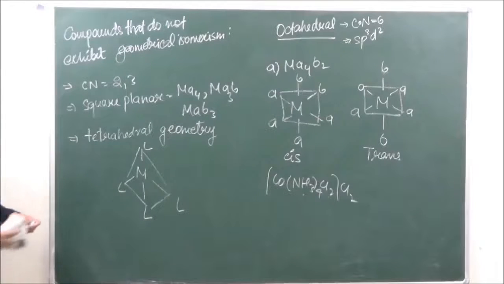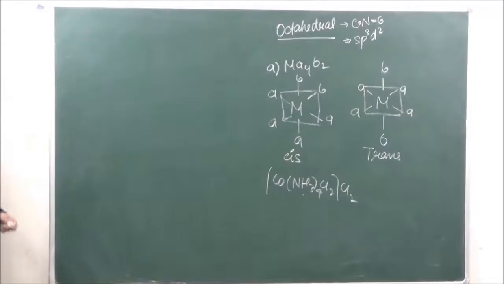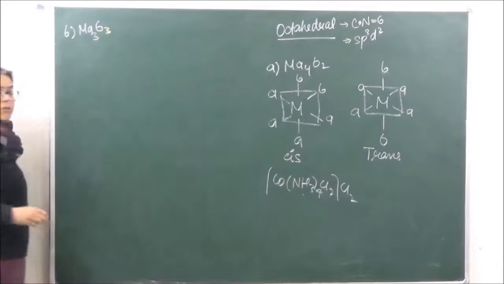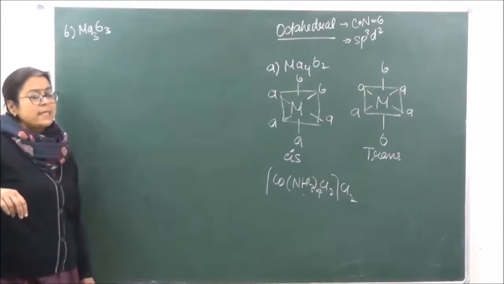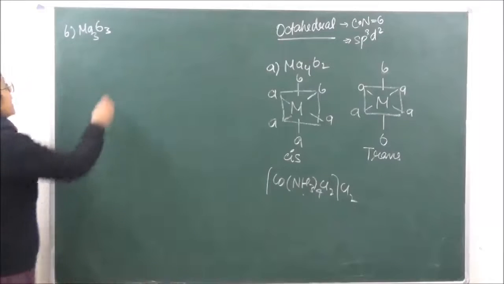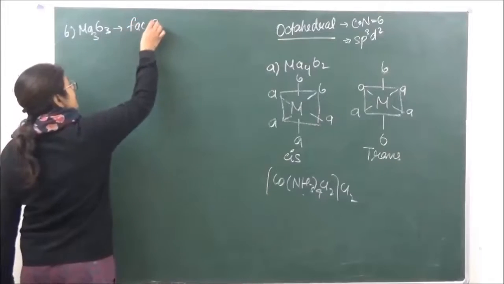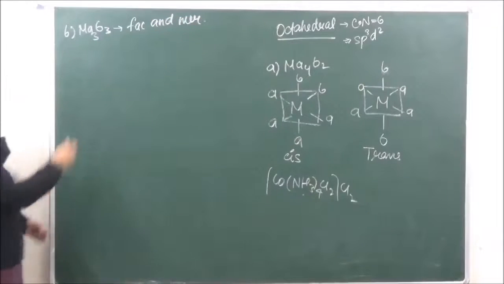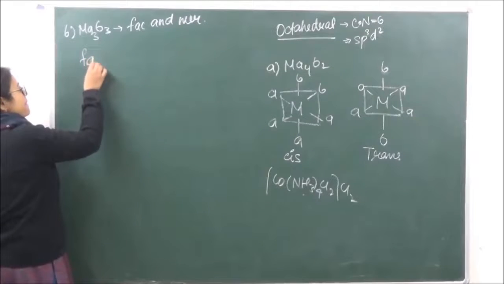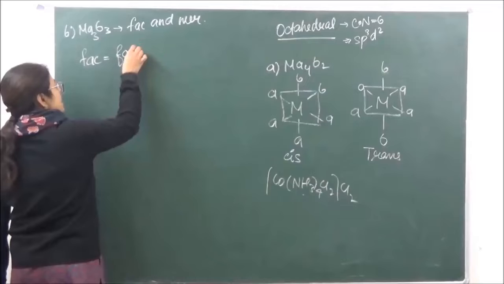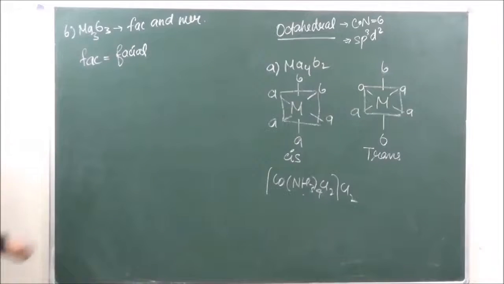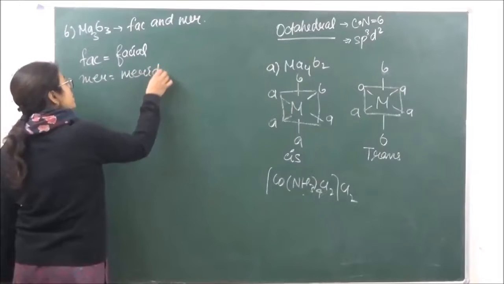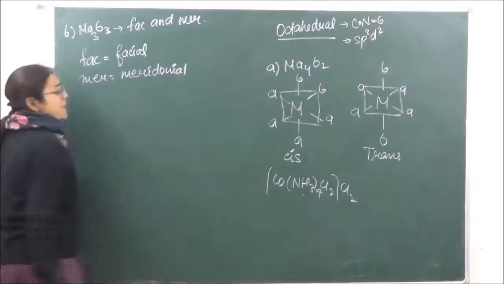Then we have the second type of complexes, which is Ma3b3. When we are talking of Ma3b3, compounds of the type Ma3b3 do not show cis and trans forms. Instead, they are going to show FAC and MER forms. Okay? Where FAC means facial, and MER means meridional. So these are the two positions which we have in octahedral geometry.